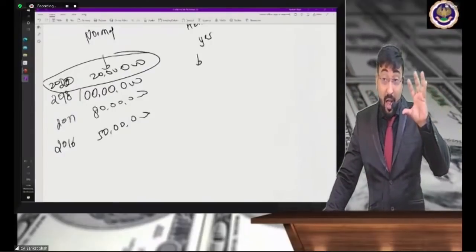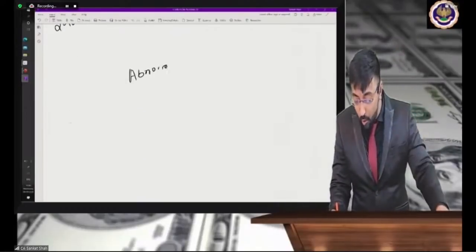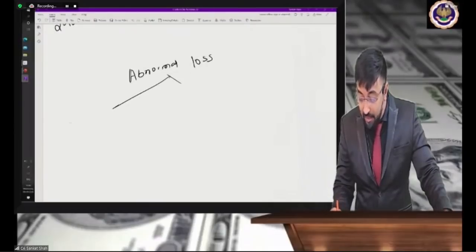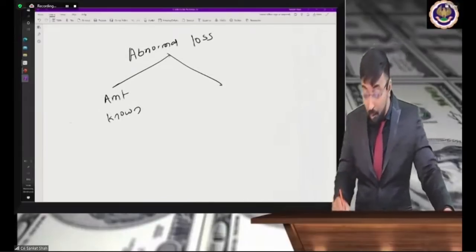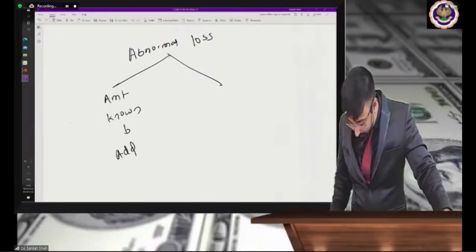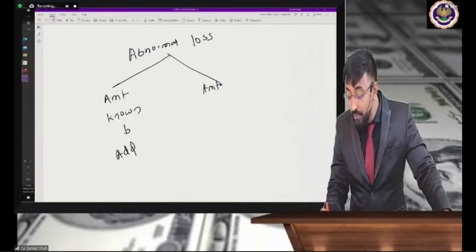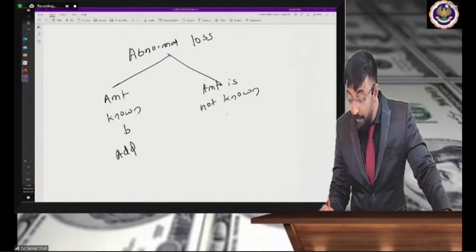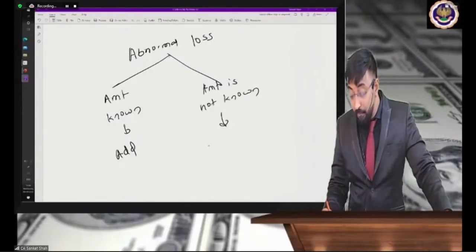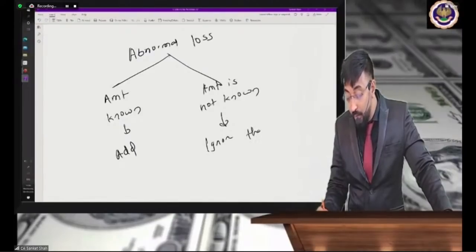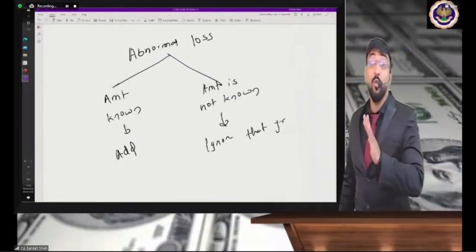So if you are aware of the amount of that abnormal loss, if the amount is known, कि exactly कितना amount आपका loss हुआ, if the amount is known, then that amount you will add it. Okay, so for that year you are going to add it. And if the amount is not known, if you are not aware about that amount, कि exactly कितना loss हुआ, if not known, then ignore that year for calculation. If the amount is known, you will add it. If the amount is not known, ignore that year.